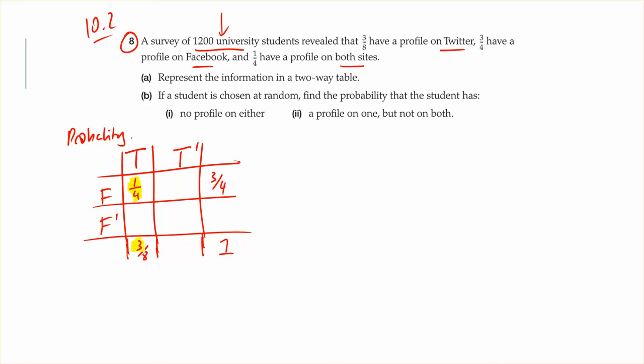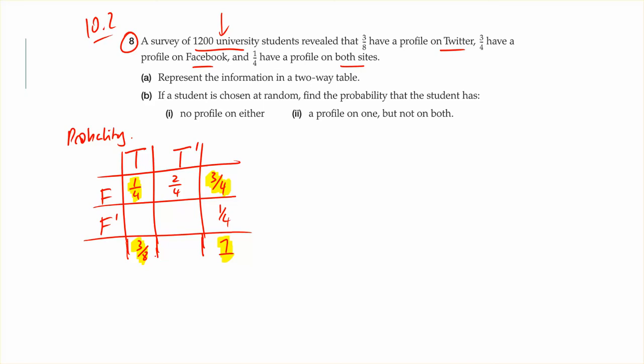I filled in the information that's given to me. Now I have to fill in the rest of the table, and we've got to be okay with our fraction work. If I fill in this box, I need 1/4 plus something gives you 3/4, so that must be 2/4. 3/4 plus something gives you 1, so that must be 1/4, because 1/4 plus 3/4 is 4/4, which is 1.